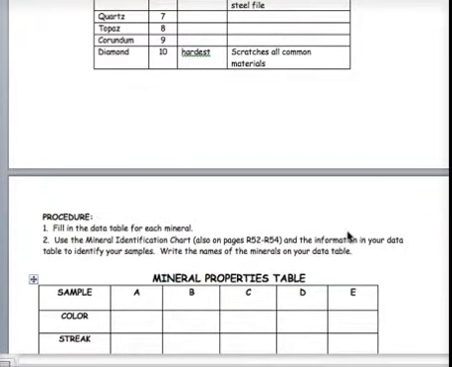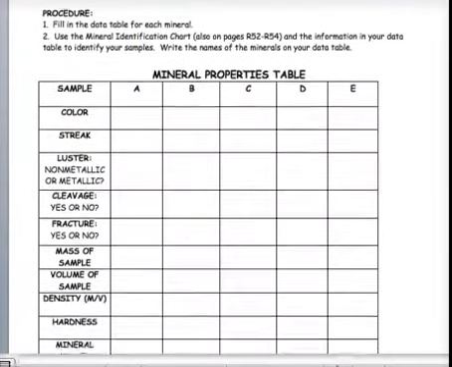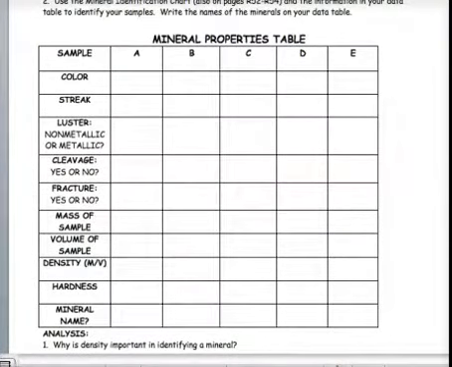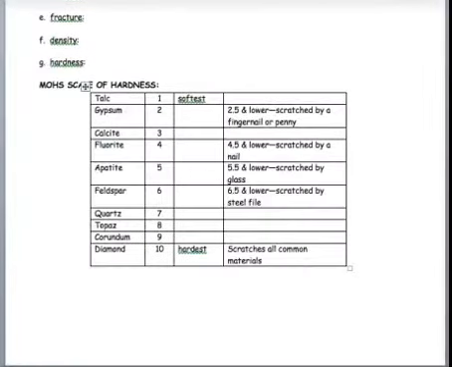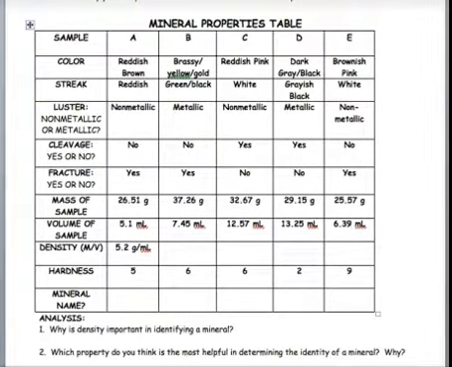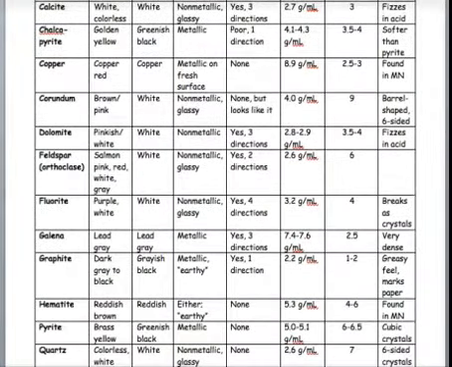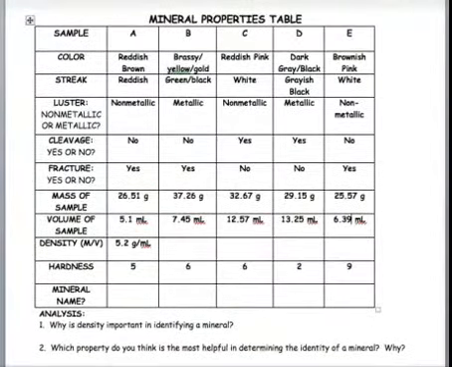So here is the back of the sheet that we're working on, and it says fill in the data table for each mineral, and number 2, use the mineral identification chart and the information in your data table to identify your samples. Write the names of the minerals on your data table. So this is what yours should look like, and I actually have one that I filled in, and it looks like this. So you're probably going to have to pause this video and copy down all this data. I did not fill in the name of the mineral because, once again, I want you to use the information that's here and use this mineral identification chart at the bottom to help you identify which mineral you're looking at.